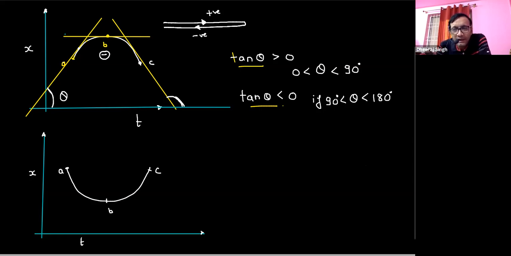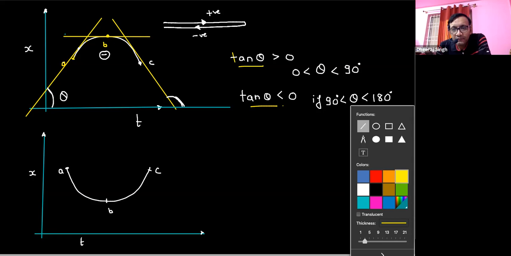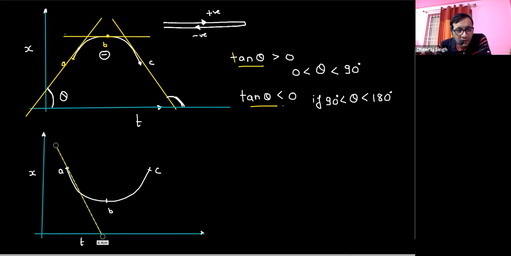Now you can see here that right now velocity is negative. The slope is negative. Fine. Then the velocity becomes zero at point B, just like in the earlier case. And then velocity becomes positive over there, because the angle is between 0 and 90.